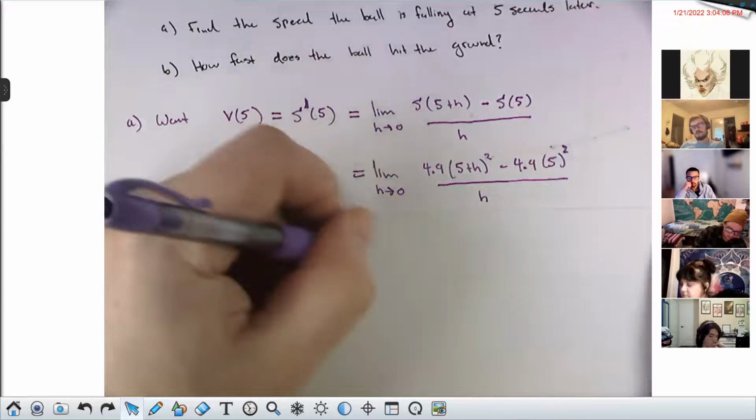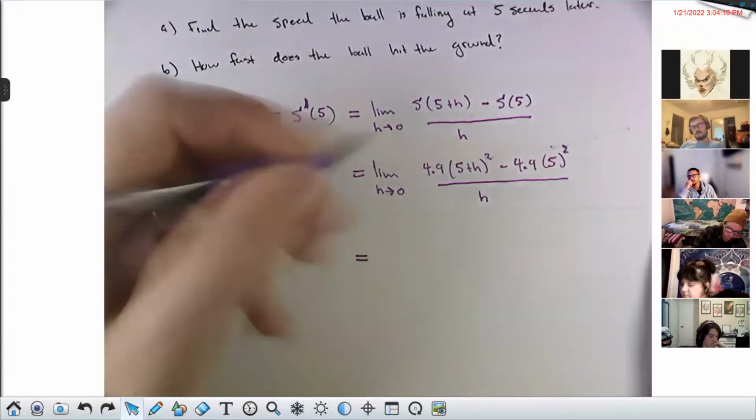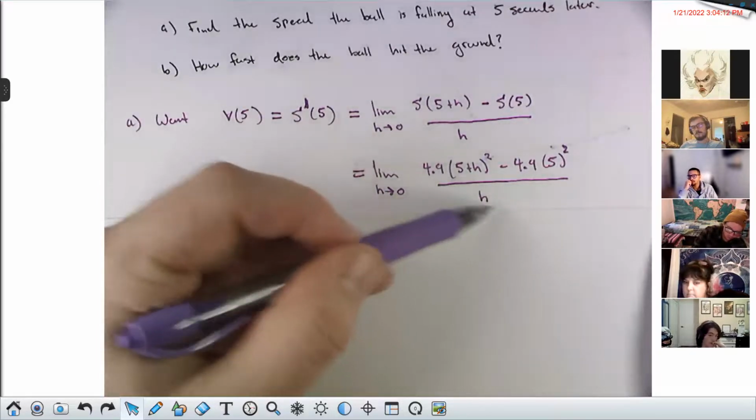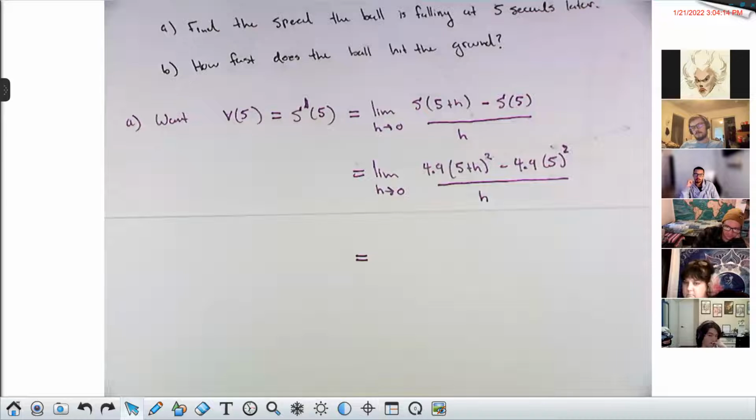So in order to evaluate this limit, if you were to just try and plug in h equals 0, the big problem is an h downstairs. I cannot do that. So in order to find this limit, what we're going to have to do is FOIL out the top, combine any like terms, and see if there's something that'll let us cancel with that h down there.